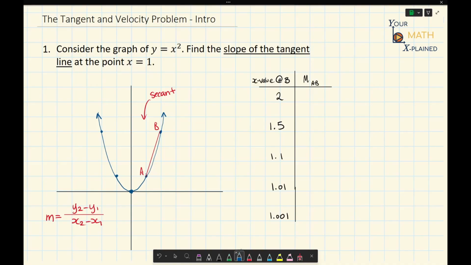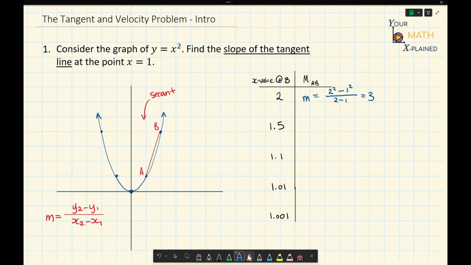So we start with our point B with an x value of 2. Now the slope, m, is going to be equal to the y value there, which is 2 squared, since our curve has the equation y is equal to x squared, minus our y1, well, that's our point A, which has a y value of 1, over x2 minus x1, so that'll be 2 minus 1. So this is going to give us a slope of 3. Okay, but I think we can do better than that.